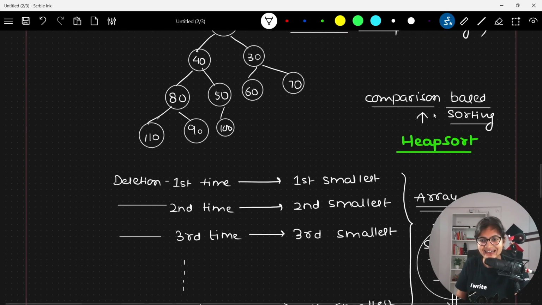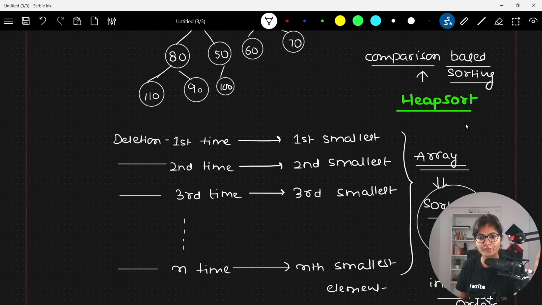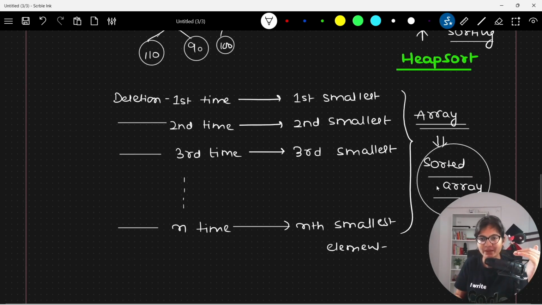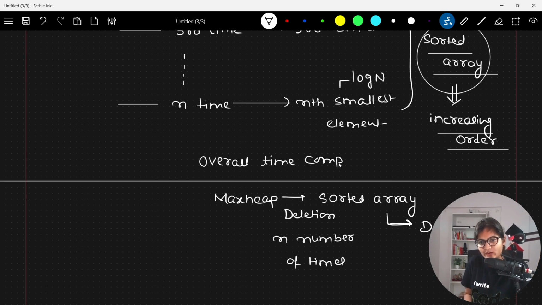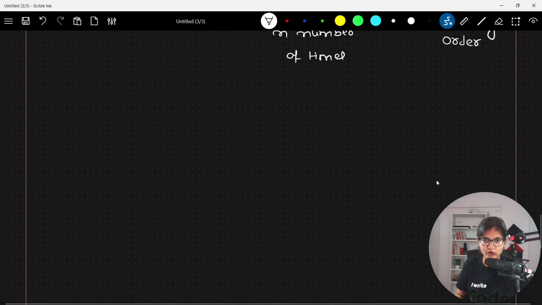Now, when I am saying that we are applying the logic of a heap sort, where we are doing the deletion n number of times, at every time you are using a log of n time complexity. So you are repeating the same steps n number of times, right? So what will be the overall time complexity? The overall time complexity will be equal to big O of n log n. And this is the time complexity of a heap sort algorithm.